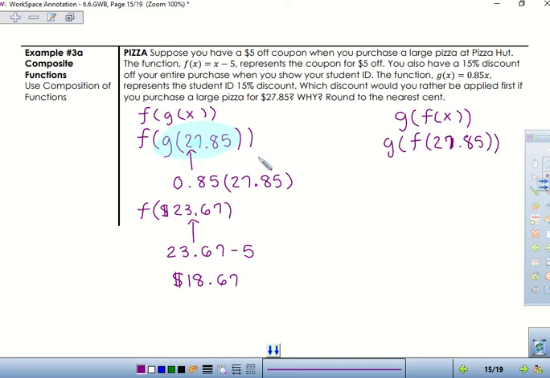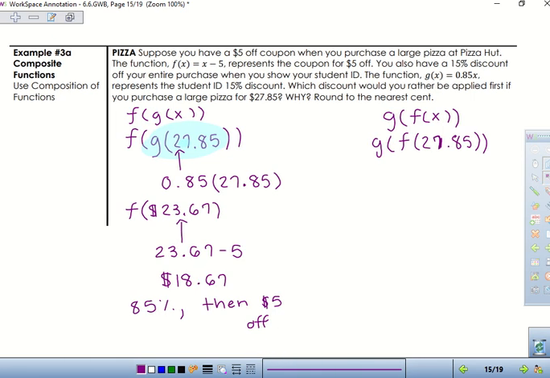So in this situation, what we did was we did 85%, then $5 off. So we took off the percentage, and then we did the $5 off, okay? So for the next one, we're going to start by taking the $5 off, then doing the percentage.